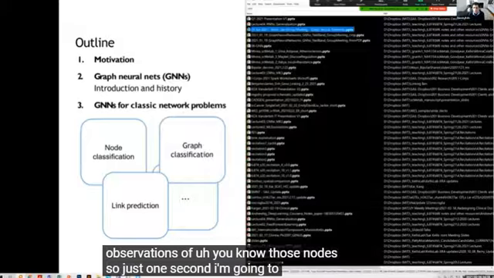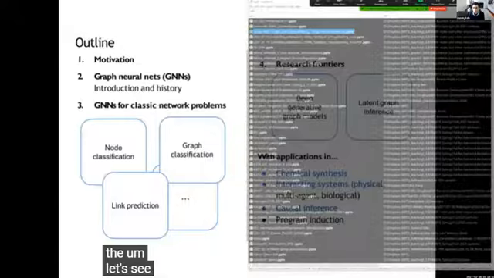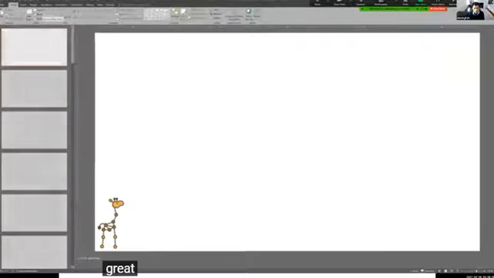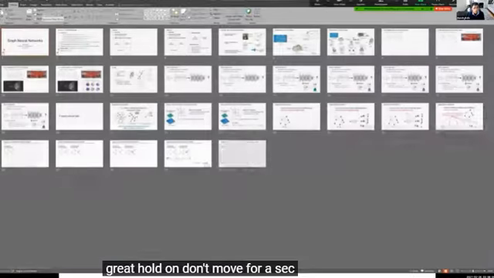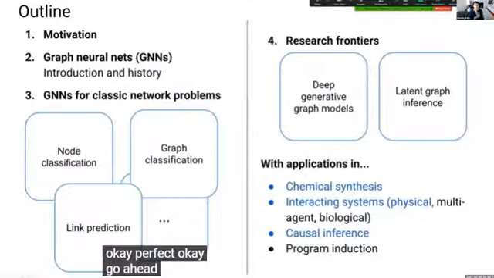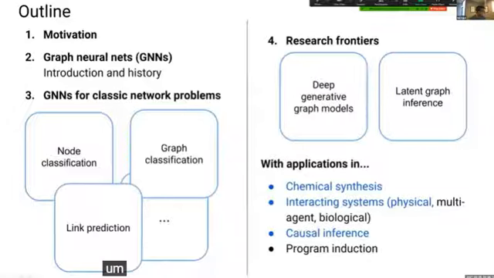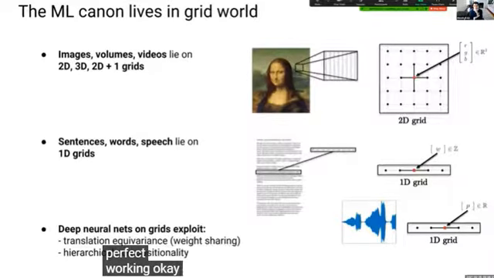So just 1 second, I'm going to shift to the, let's see. Great. Hold on, don't move for a sec. No problem. Okay, perfect. Okay, go ahead. Awesome, thank you. You have to click again. Oh yeah, perfect. Working? Okay, cool.